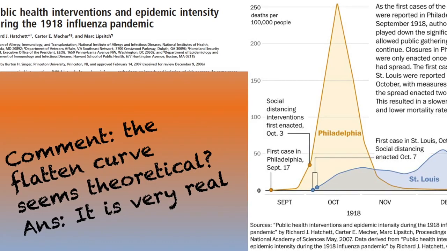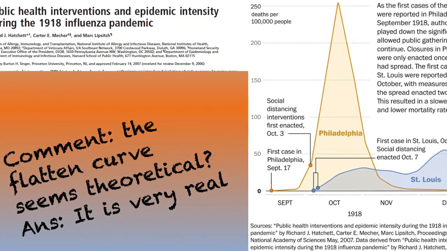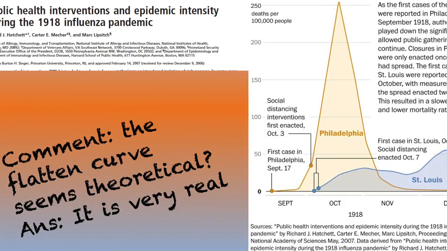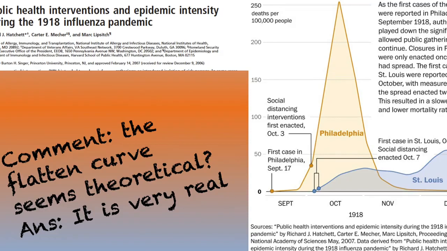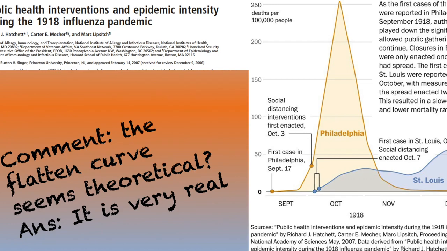So you can see the effect was a much bigger blunting, and we're talking about number of deaths here. This is about number of deaths, and the number of deaths were much better in the case of the St. Louis epidemic than there was in the case of the Philadelphia epidemic.